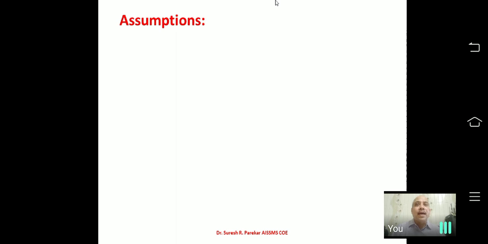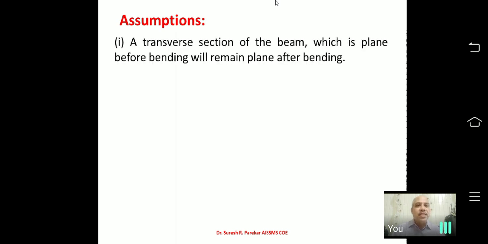Now we have the assumptions. First, a transverse section of the beam which is plane before bending will remain plane after bending. We have seen that when we apply load, the beam bends, but we are assuming the section remains rectangular. If my beam is rectangular in cross section, then after bending my cross section also remains rectangular. If the cross section is circular, it remains circular.